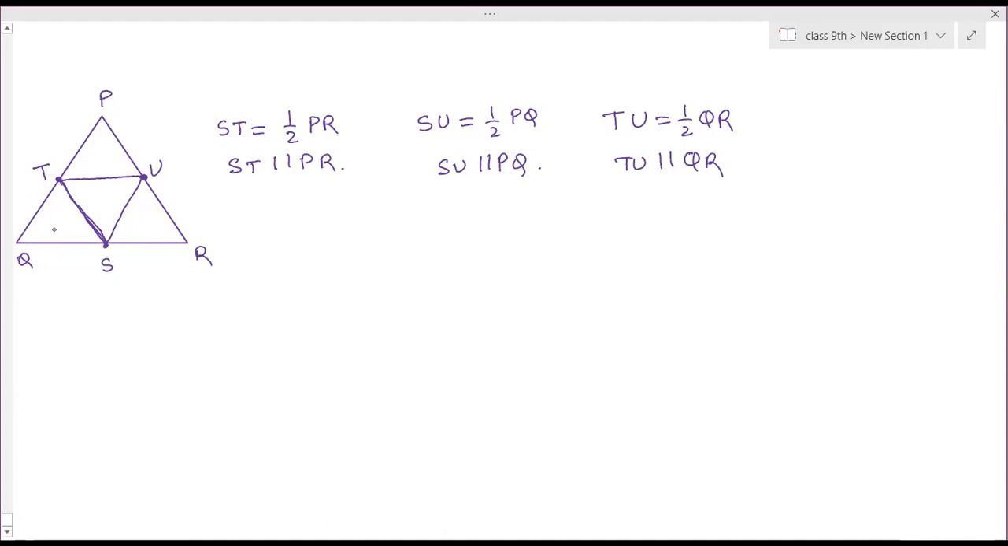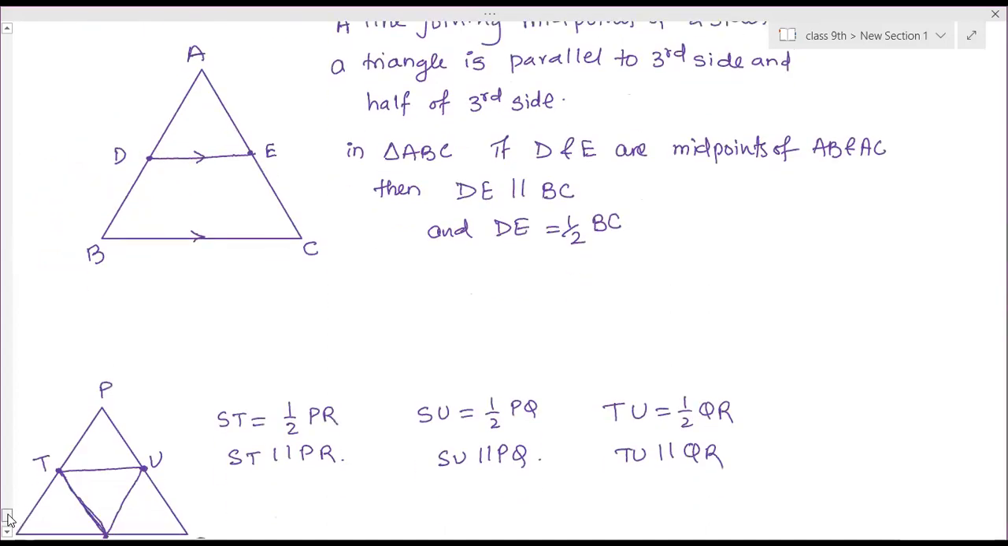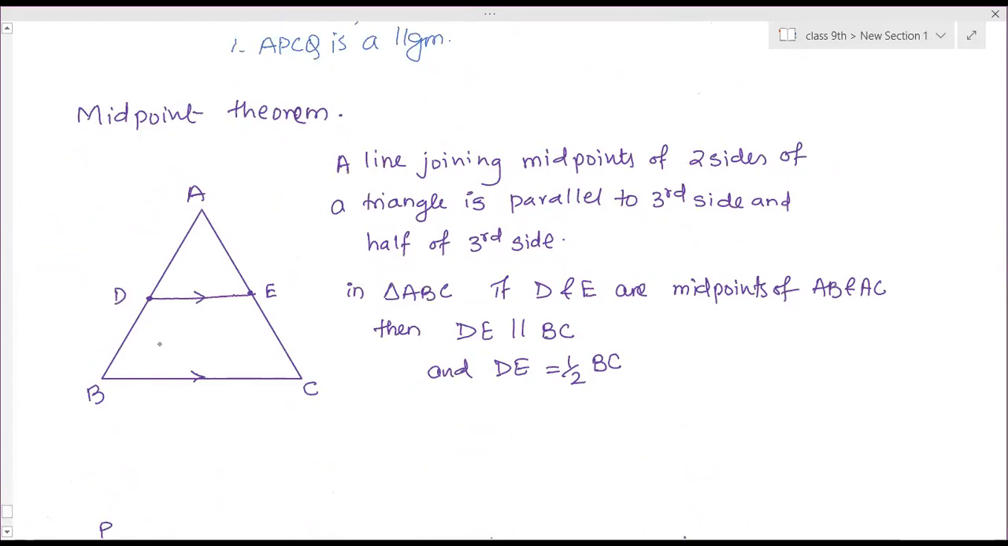Able to understand the theorem now? We have to prove it also. And these four triangles are congruent to each other. So write down the theorem first.